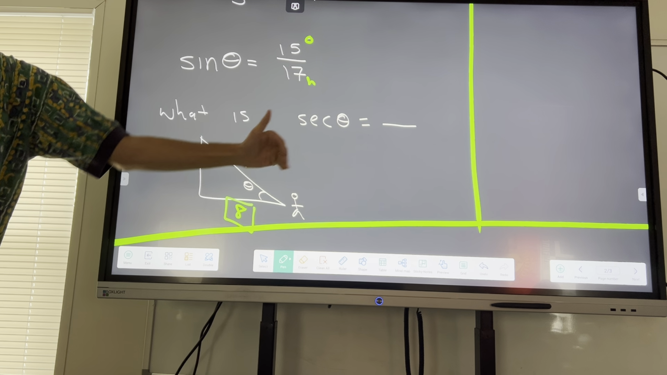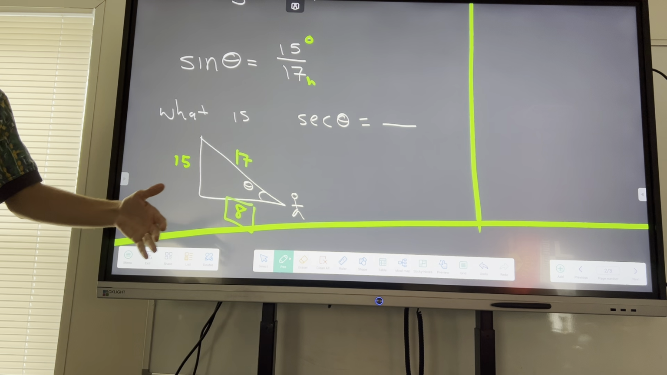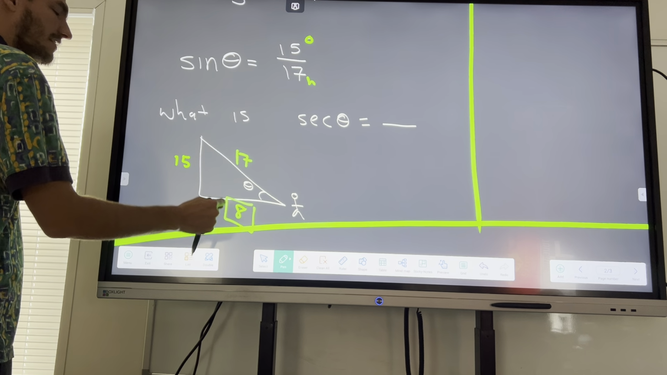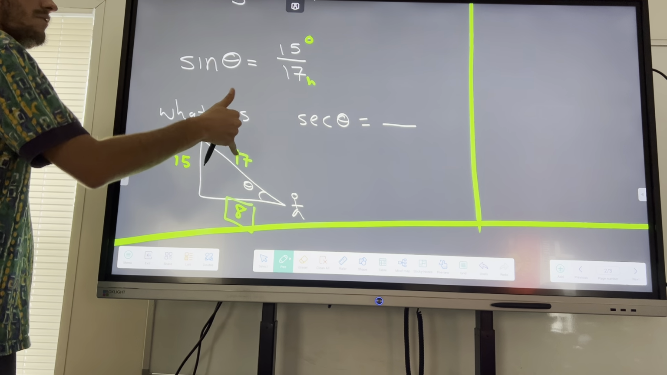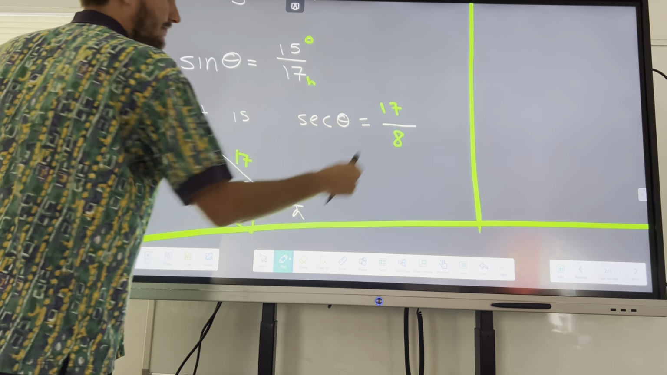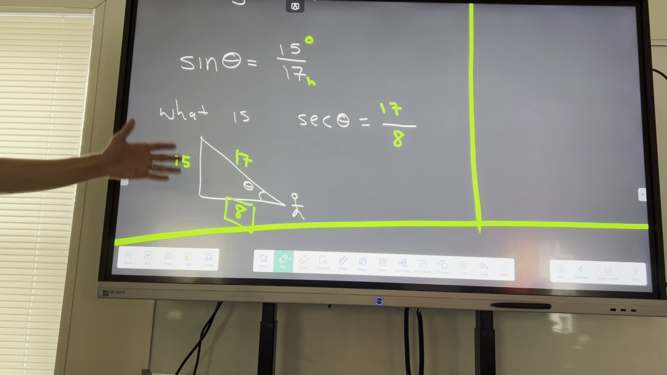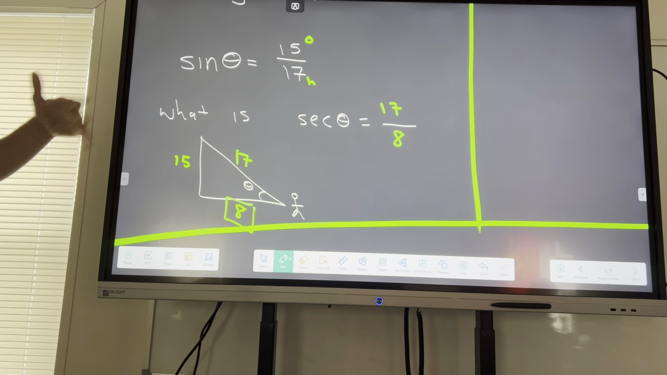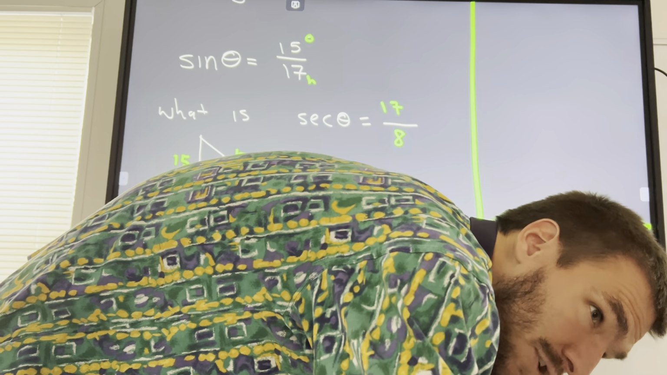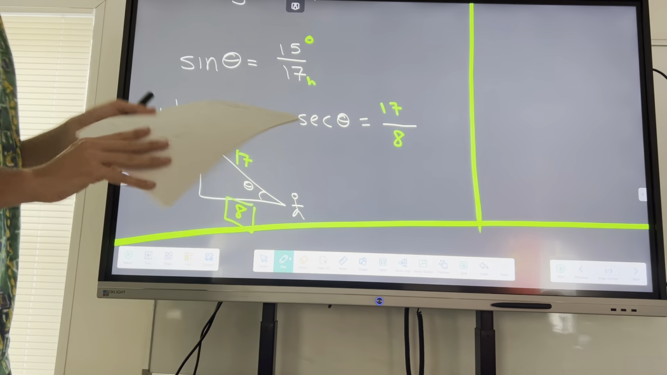Now we can figure out secant. Secant is the upside down of cosine. Cosine would be 8 over 17. Flip it. 17 over 8. So if you're not given a triangle, finish the triangle. We've talked plenty about ways to get the rest of your triangle figured out.